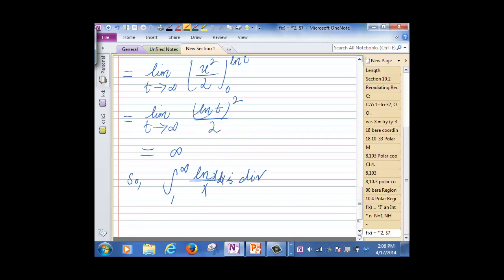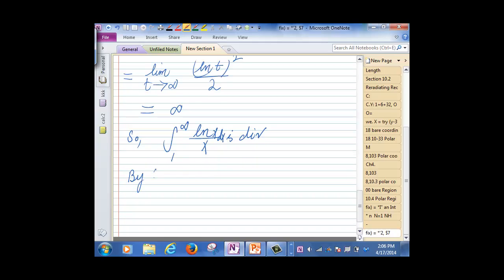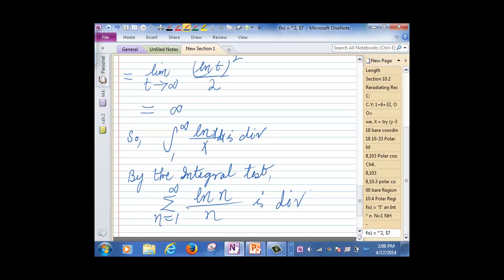divergent, and by the integral test, the series sum from n equals 1 to infinity of ln of n over n is divergent, right? Because the integral test says if that integral is divergent, then the corresponding series is divergent. If it is convergent, the corresponding series is convergent. Am I making sense? Is everybody okay with that?